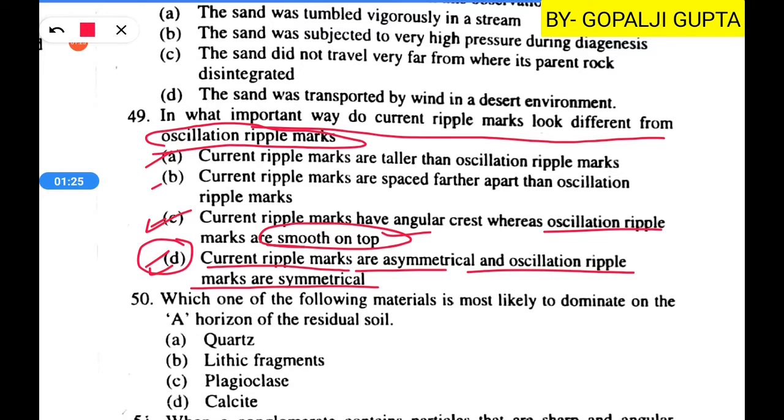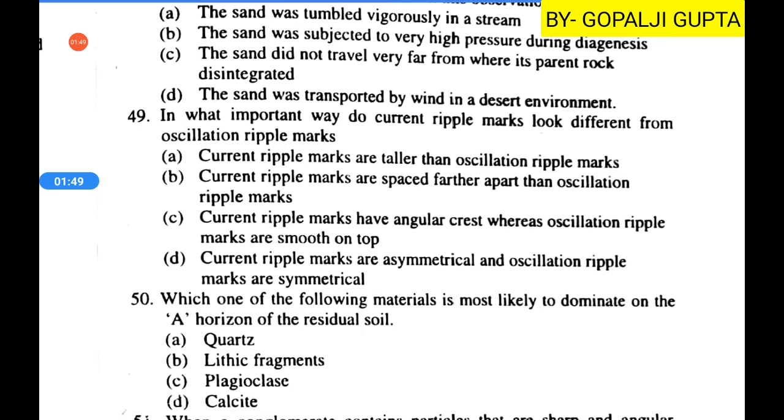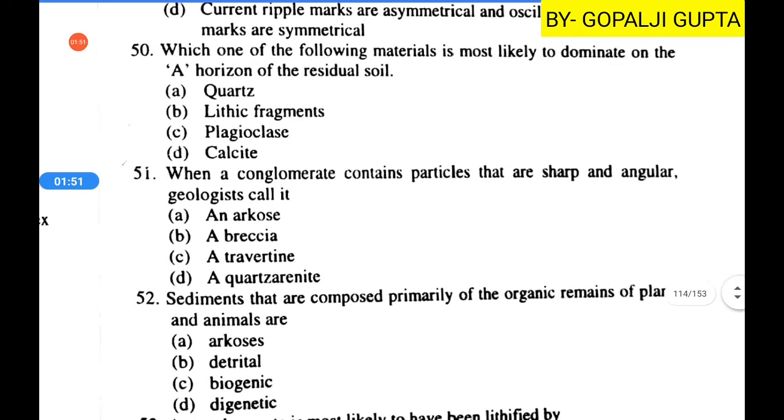Then question number 50 is, which one of the following materials is most likely to dominate a horizon of the residual soil? If we consider the different horizons of the residual soil, quartz is the most dominant part in the A horizon. Then you have the next question, number 51.